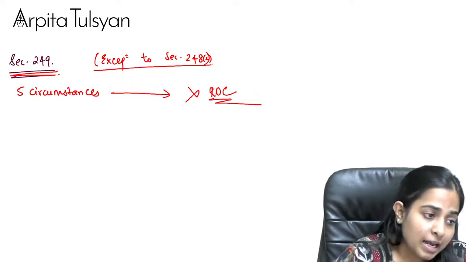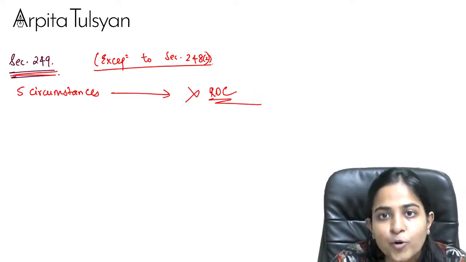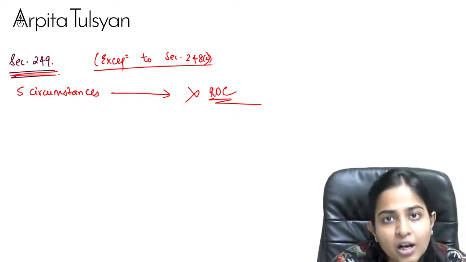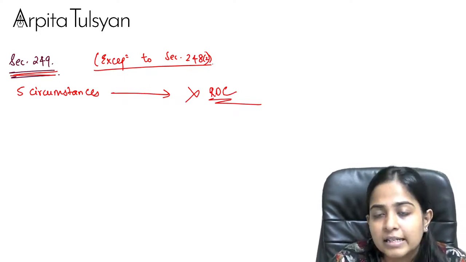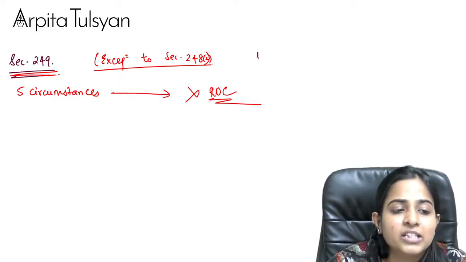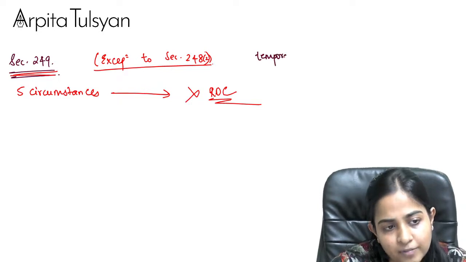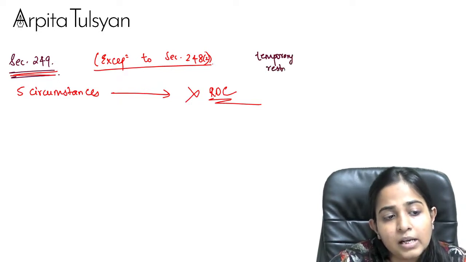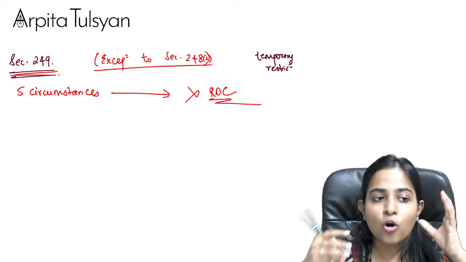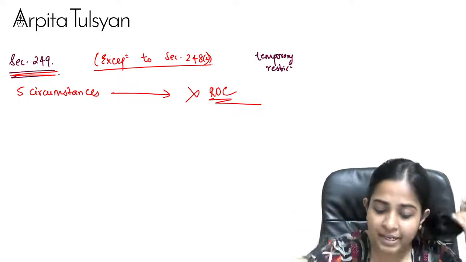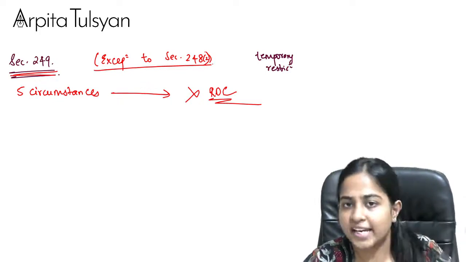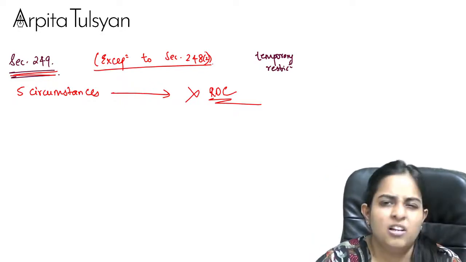Now, why can't we go and make an application to the ROC, even after passing SR etc.? Just understand one thing, it is not a permanent restriction, but just a temporary restriction on happening of certain event, that you cannot go and make an application to the ROC for striking off the name.